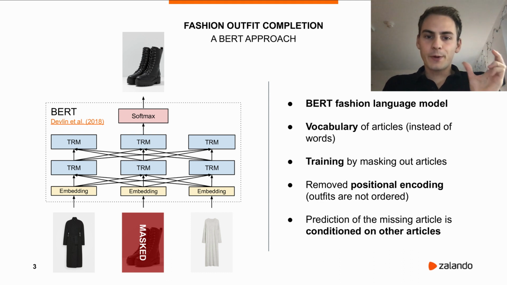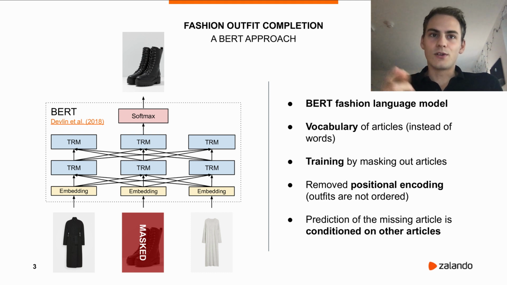To recap that real quick, the prediction that the model is making is the probability distribution over all articles that we have in stock, conditioned on the articles that are in the outfit and not masked out. In this case, the two articles, the one to the left and the one to the right of the masked out item.